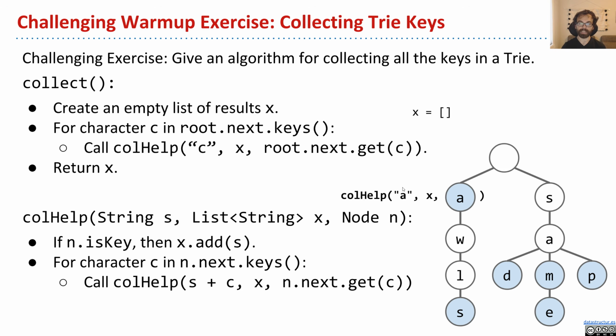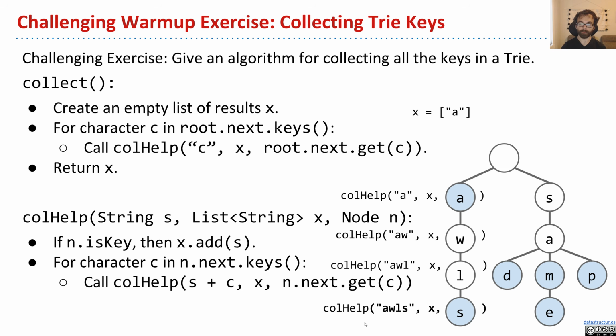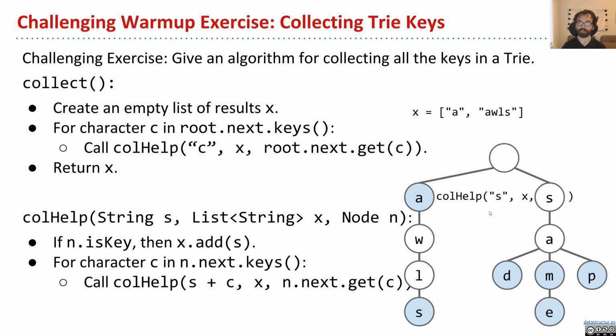At this point, we say that this node is a key, so we're going to add A to the list, and then we'll call recursively collect help on the string aw, pass along x, and do it on this node. Okay. Now there's one character coming out of here, so we're going to do collect help all, then we'll do collect help alls, and at this point, since this node is blue, we'll add alls to our list up at top. Okay, we're finished with this whole branch, so the recursive call would end up coming all the way up to the root, and then we would call it on the right child.